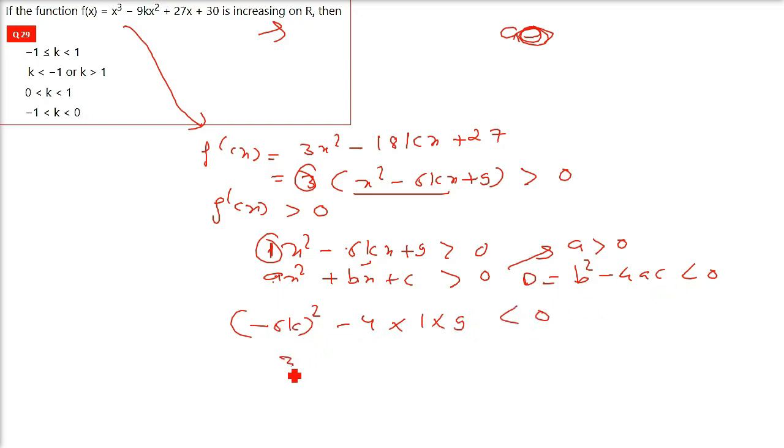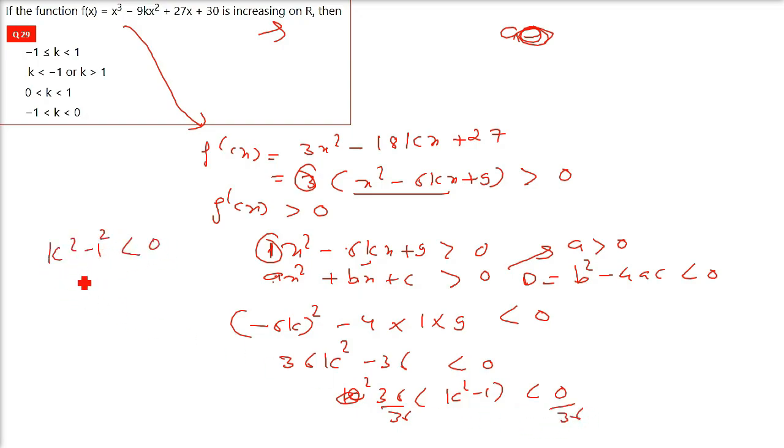So this is 36k square minus 36 less than 0. I am taking 36 common. We will divide both sides by 36. So you'll get k square minus 1 less than 0. So k square minus 1 is less than 0. When you have k square minus 1 less than 0, it is k minus 1 into k plus 1 is less than 0.